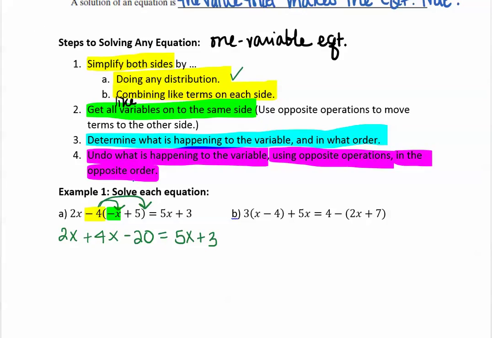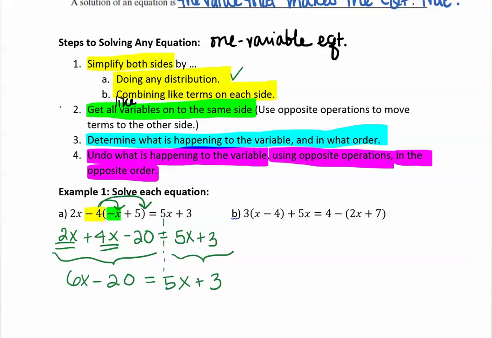Combine like terms on each side. 2x, 4x. Those are like terms, right? -20, not like terms. So when I say side, I mean side of the equal sign. This is one side. Over here, this is another side. So I'm looking at here and I'm saying, what can I combine? I can combine 6x, and I can't combine the -20, so I'm going to leave it alone. I can't do anything over here. Those are not like terms. I'm going to leave it alone.